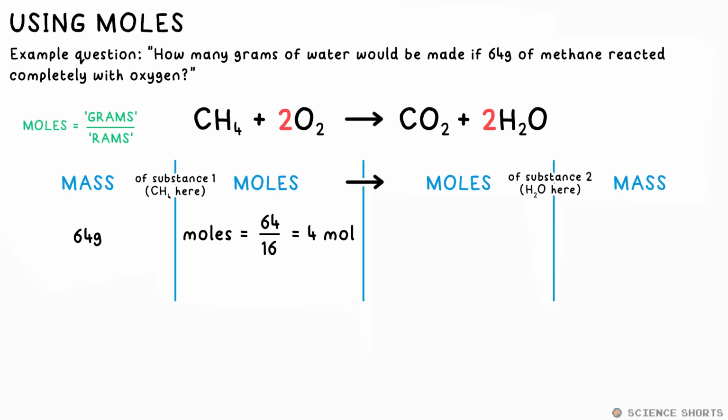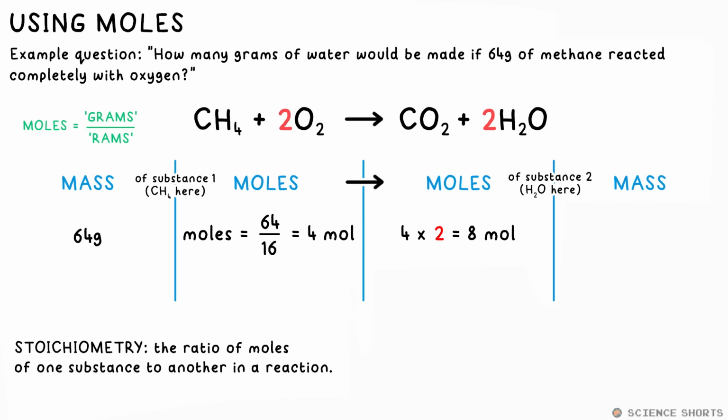But look, there's no number in front of the methane, but there is a 2 in front of the water, which means that we must have double the moles of water. So it's not 4 moles of water that are made, but 8 moles. By the way, we can say that the stoichiometry is 1 to 2. This just means the ratio of moles of one substance to another in a reaction.